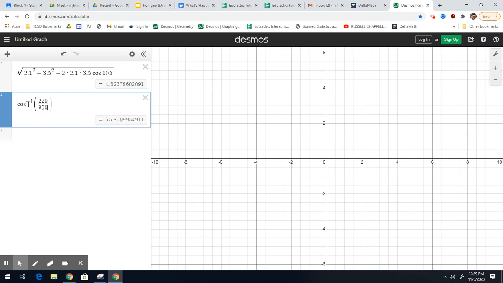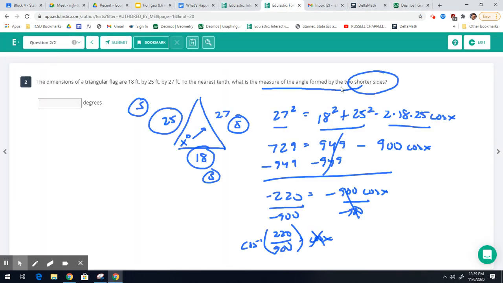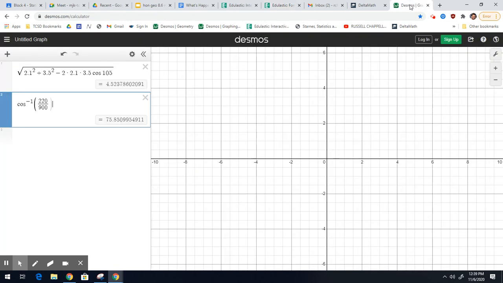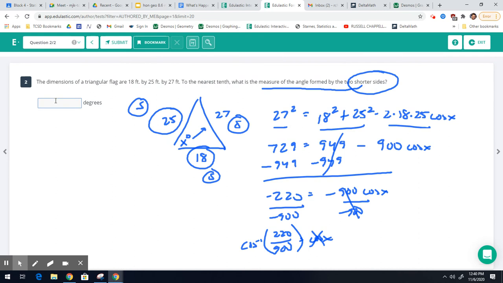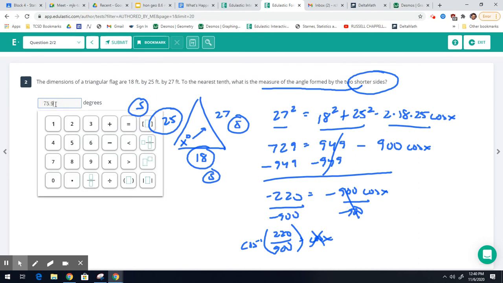And this is what I got, 75.85. It says round to the nearest... It doesn't say. Oh, to the nearest tenth. So 75.85. The 5 makes the 8 become a 9. 75.9, and that would be in degrees. 75.9 degrees. And there you go.